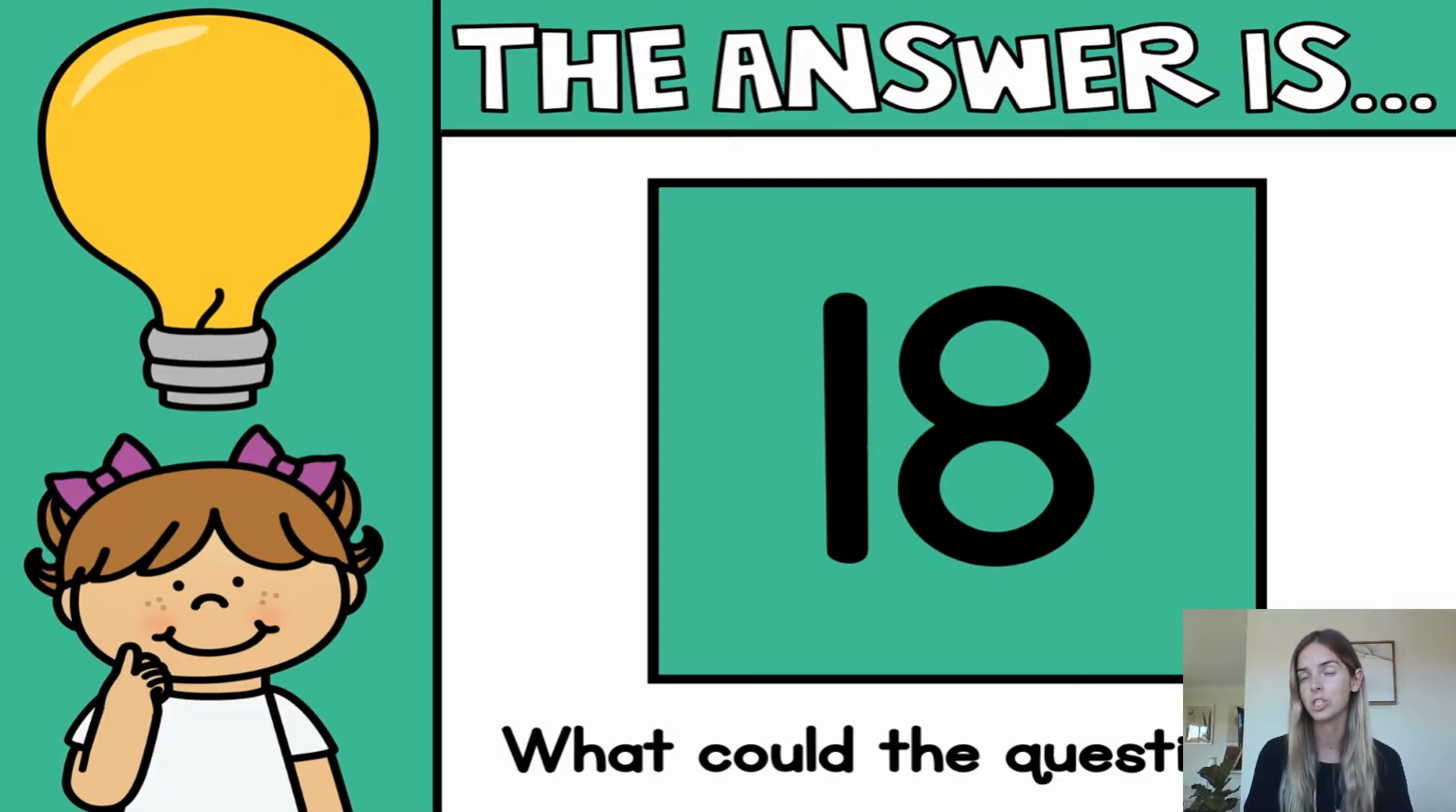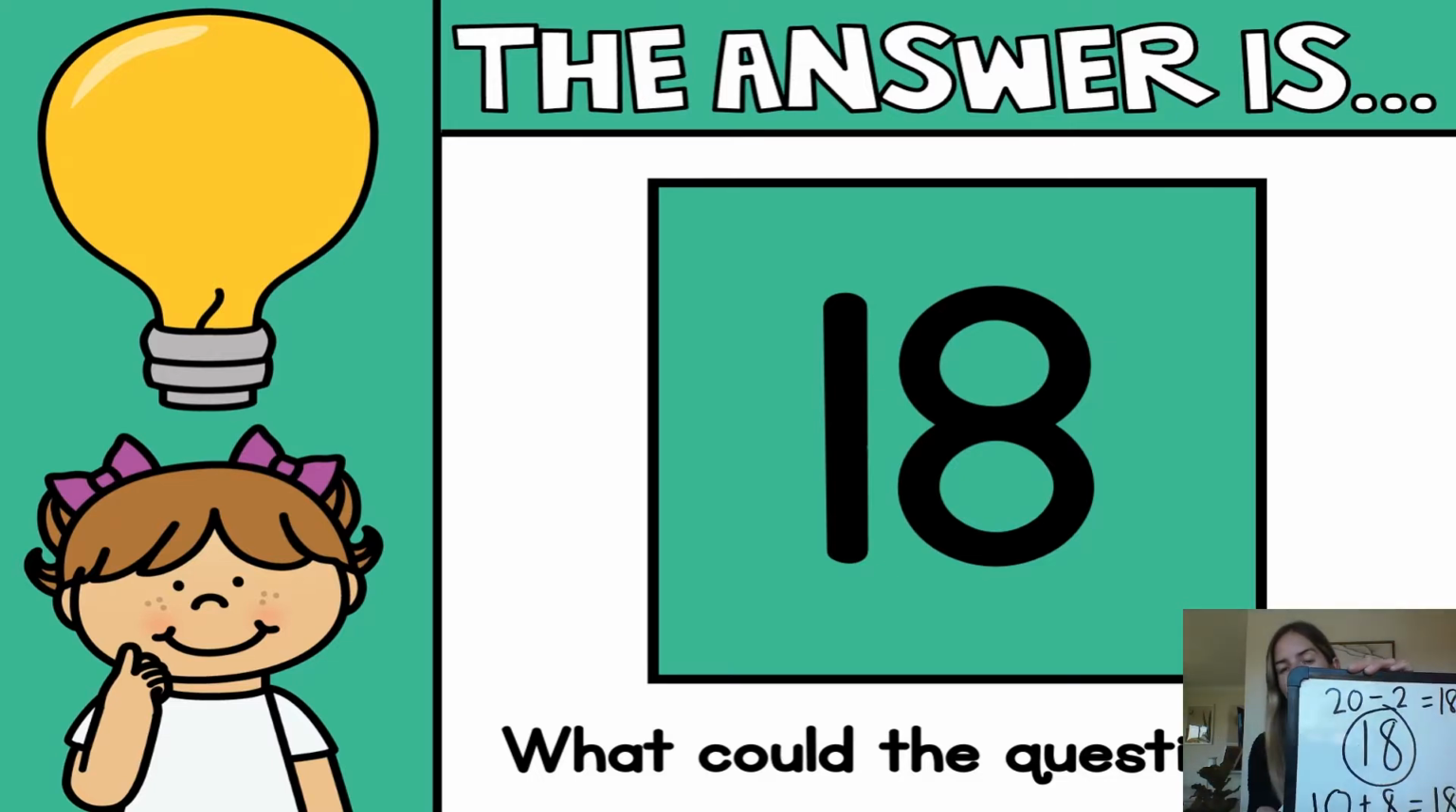Now another question could be, we could do a subtraction. So that's when we're taking a number away or a group of objects away from a bigger group. Now I'm going to start with 20 because remember our answer is going to be 18. So I'm going to do 20, take away 2 equals 18. And that's what my number sentence would look like if you can see that at the top.